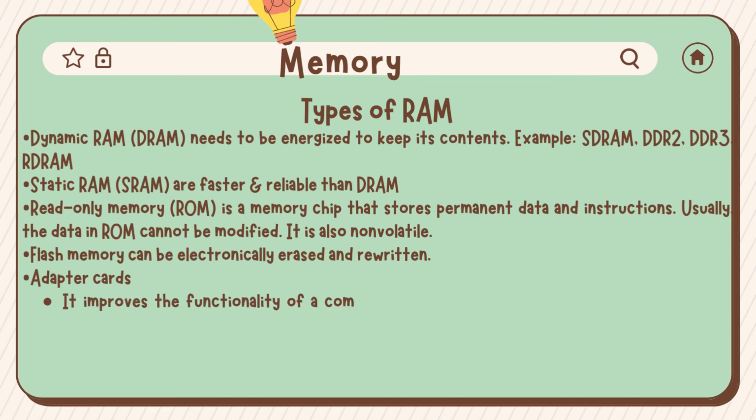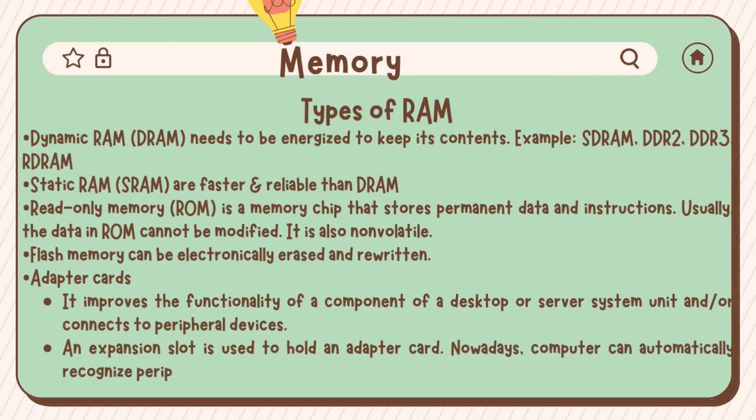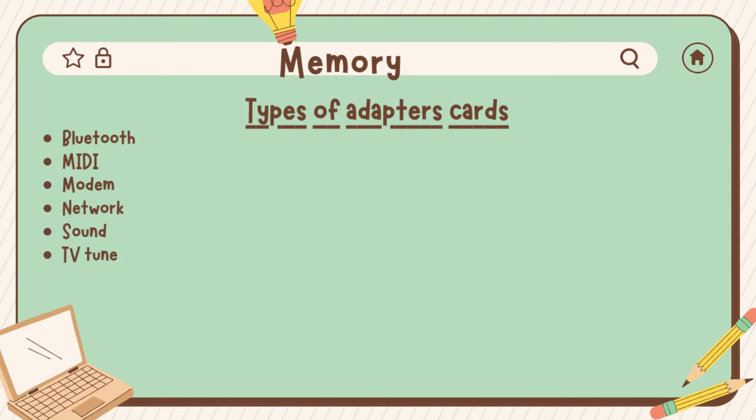Adapter cards. An adapter card improves the functionality of a component of a desktop or server system unit and/or connects to peripheral devices. An expansion slot is used to hold an adapter card. Nowadays, computers can automatically recognize peripheral devices with plug-and-play technology. Types of adapters: Bluetooth, MIDI, modem, network, sound, TV tuner, USB, and video.